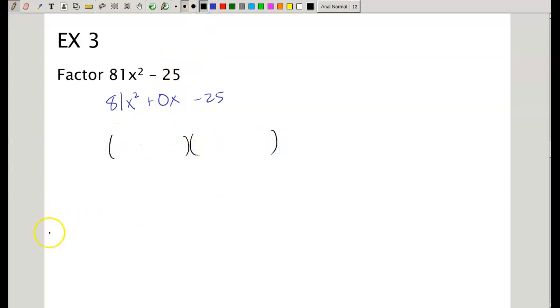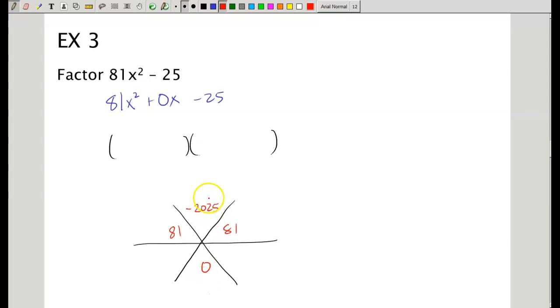So I'm going to have my two parentheses here. I'm going to go with snowflake and do the same thing. The only problem here is that 81 and 25 are large. That is a large c value, but you can still do it, right? So the a value is 81, so that goes here. The b value is 0, and then the a times c value is negative 2025. And so we need to figure out what multiplies up to negative 2025 but adds up to 0.